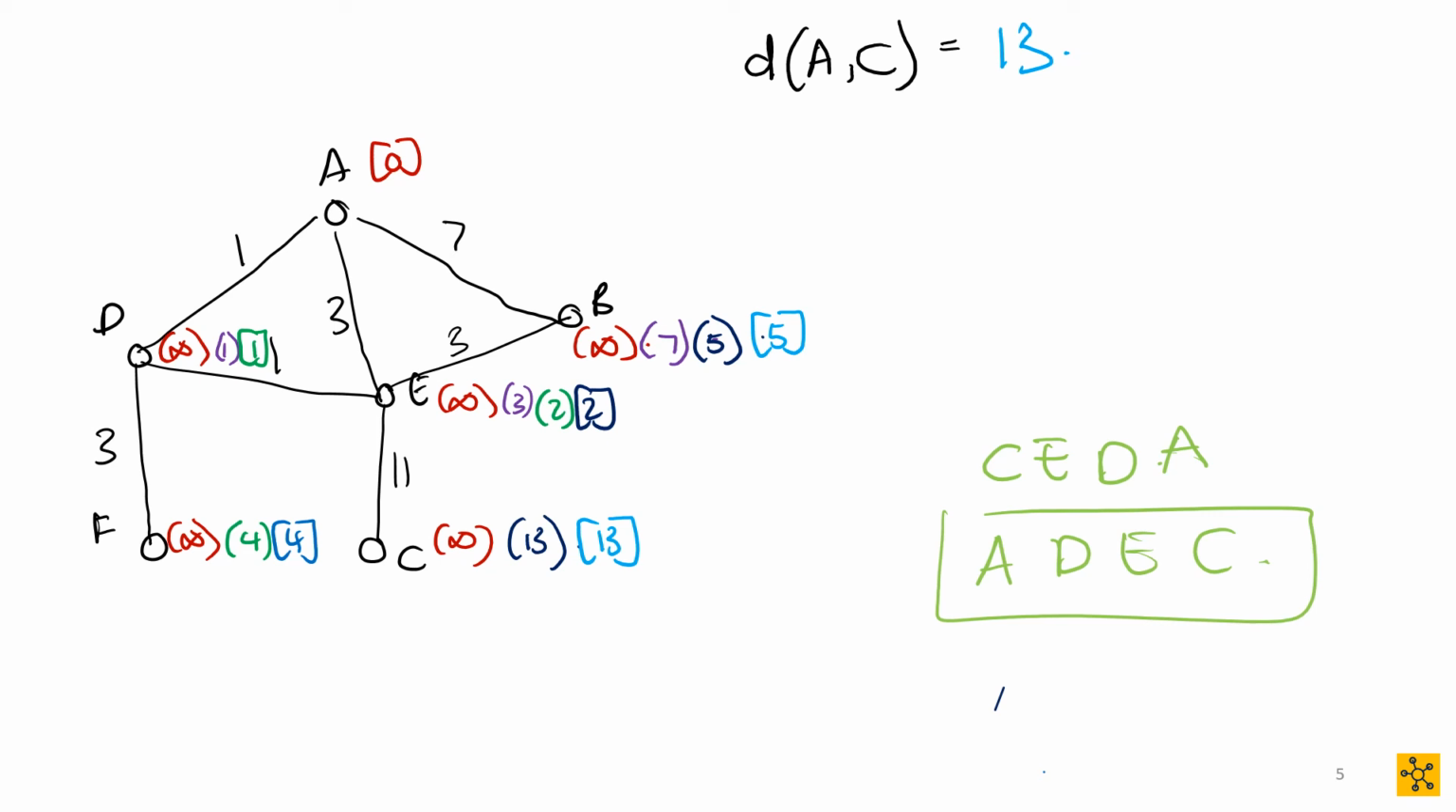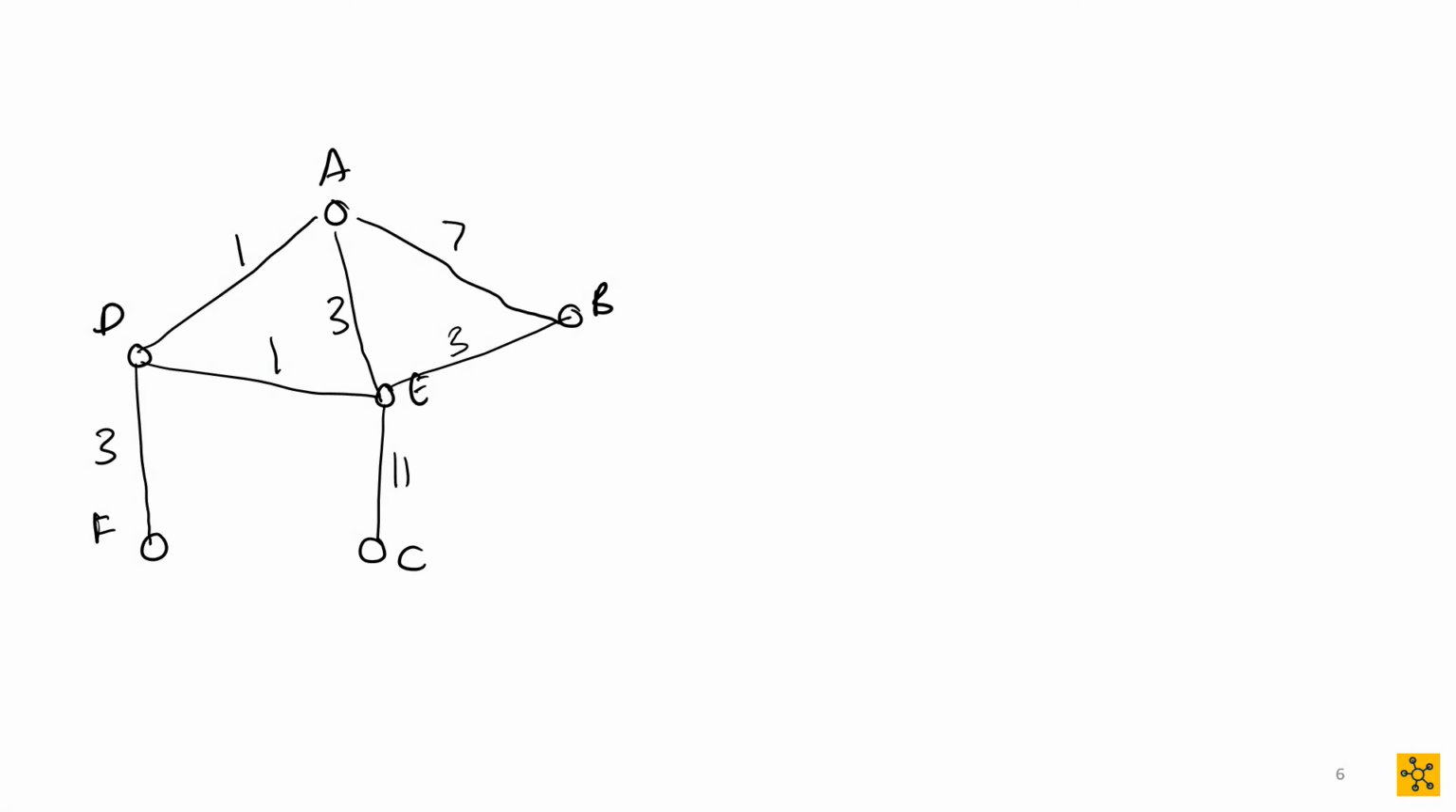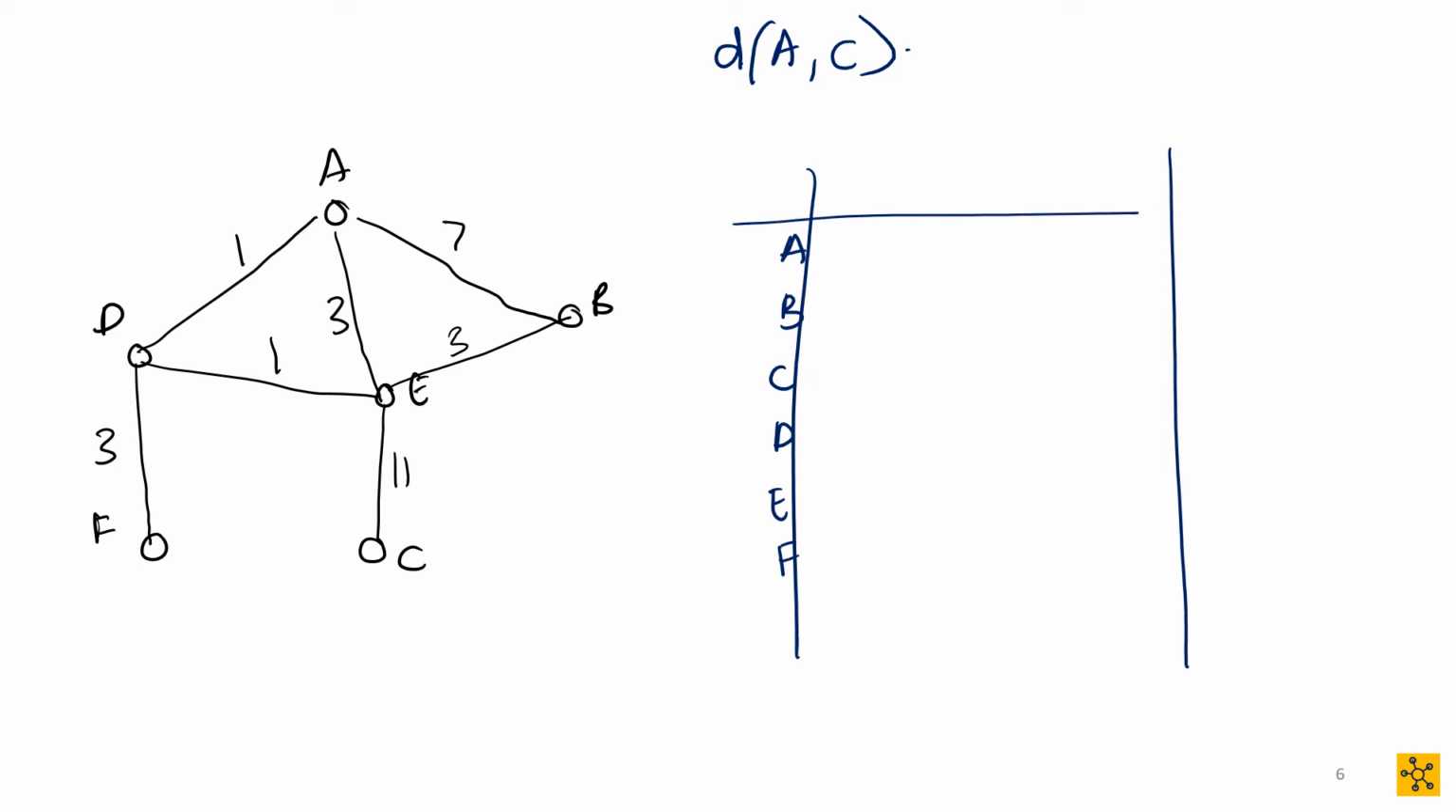Okay, so let's do this one more time and let's use the table. Okay, so we're going to do this exact same example using the table. So we're still looking for A to C. So we have the table. So the table is going to have all the vertices listed, A, B, C, D, E, F. Here I'm going to write the paths to get there.